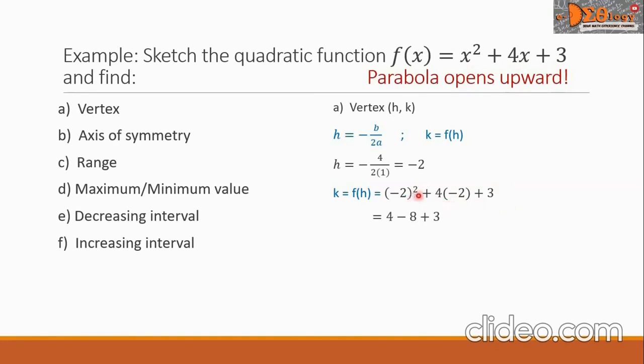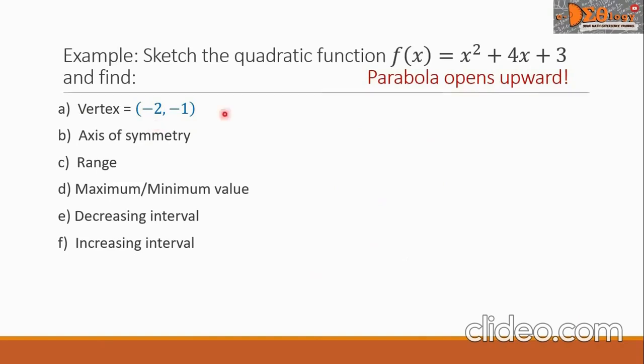Then we simplify. The square of negative 2 is positive 4, plus 4 times negative 2 is negative 8, and then plus 3. Simplifying this, we have the answer k equals negative 1. It means we will write the vertex as an ordered pair. It is negative 2, negative 1. We will copy this value opposite letter A in here. So we have now the answer for the vertex.